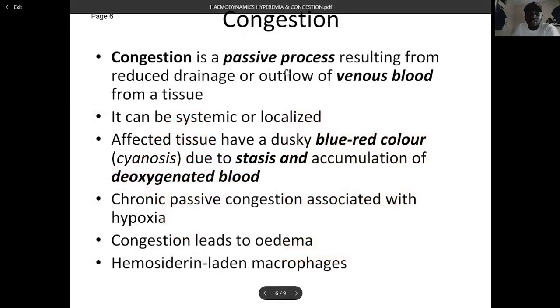Now, congestion, on the other hand, is a passive process resulting from reduced drainage or outflow of venous blood from the tissue. It can be systemic or localized. Affected tissue has a dusky blue-red color, cyanosis, due to stasis and accumulation of deoxygenated blood. Stasis simply means settling, right? The settling of blood in this context. Cyanosis refers to deoxygenated blood. That's the decrease in oxygen supply to a particular tissue. The individual becomes cyanotic when there's decrease in oxygen supply around the body.